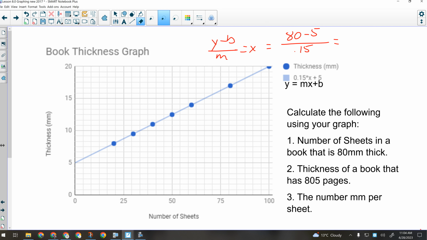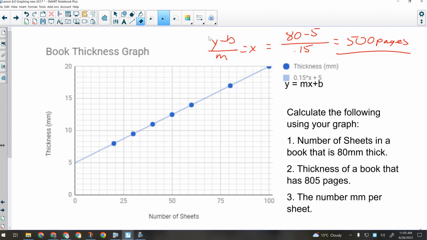Okay, so if I go 80 minus 5 divided by 0.15, 500. Is that what it comes out to? 500 pages? Okay, so it comes out to 500 pages. Okay, everybody all right with that?